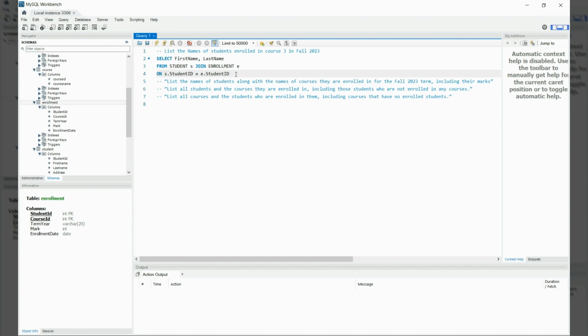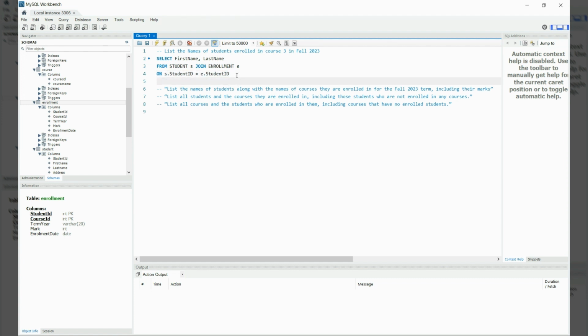So we already have linked them. First, we have selected our attributes. Second, we have selected our entities, which we want to combine together, and then we have linked them together using a primary key and foreign key. And the next step here is that it says in course 3 in fall 2023.